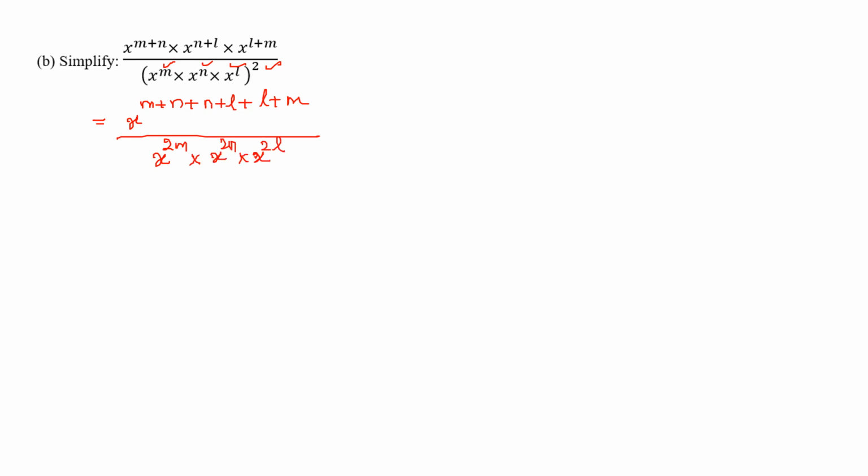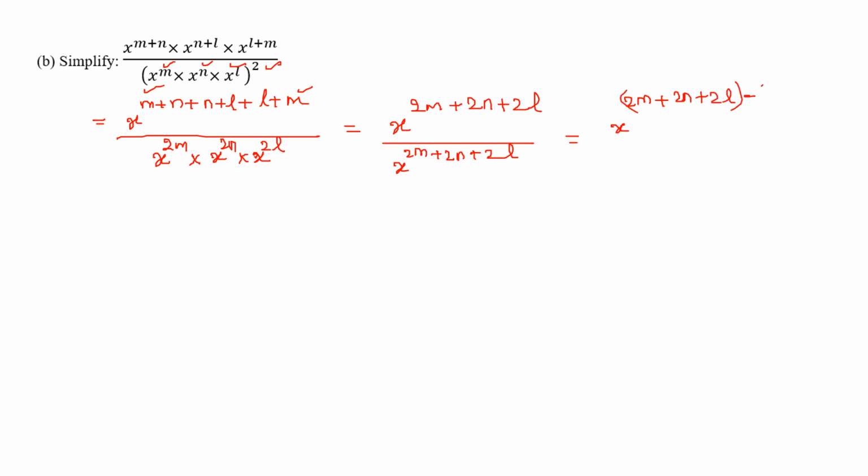Okay. Now next, in the numerator group the like terms. So m plus m will become 2m plus 2n plus 2l divided by, again in the denominator if you see base is same and it is multiplication. So again the power will get added. So 2m plus 2n plus 2l. And then you have to use the division law, as in the numerator and denominator base is same. So subtract the power. So 2m plus 2n plus 2l, okay, minus 2m plus 2n plus 2l.